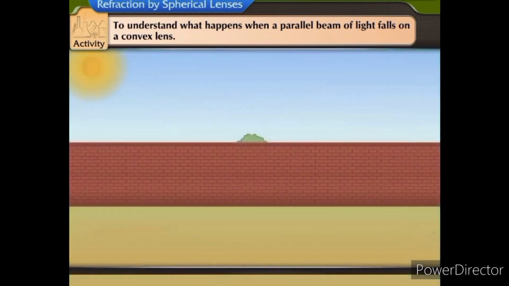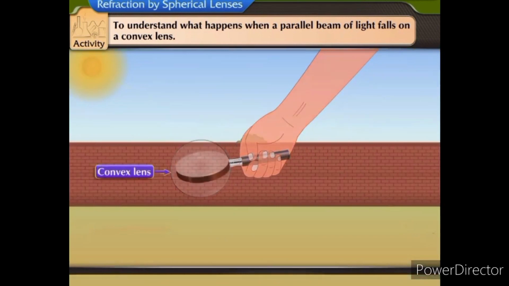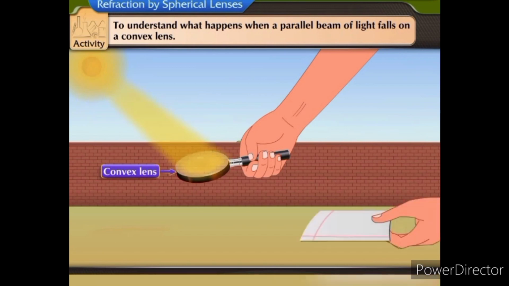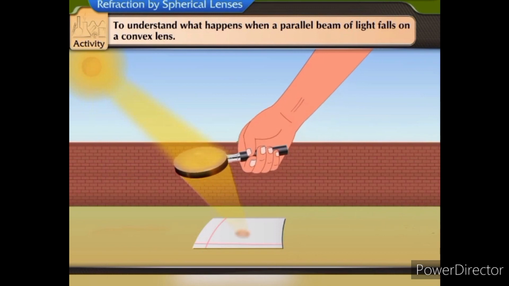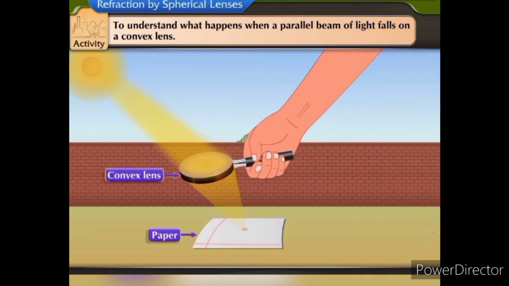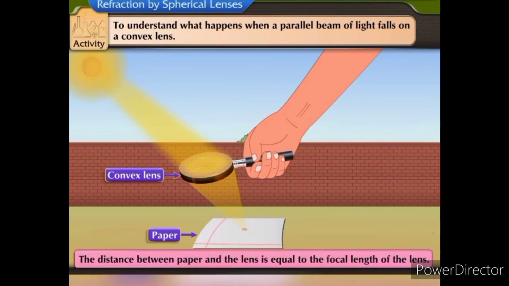Let us perform an activity to understand what happens when a parallel beam of light falls on a convex lens. Take a convex lens and hold it in such a way that its one side faces the sun and the other side faces a piece of paper. Adjust the distance between the paper and the lens such that you get a sharp and bright point image of the sun on the paper. This distance between the paper and lens is equal to the focal length of the lens.